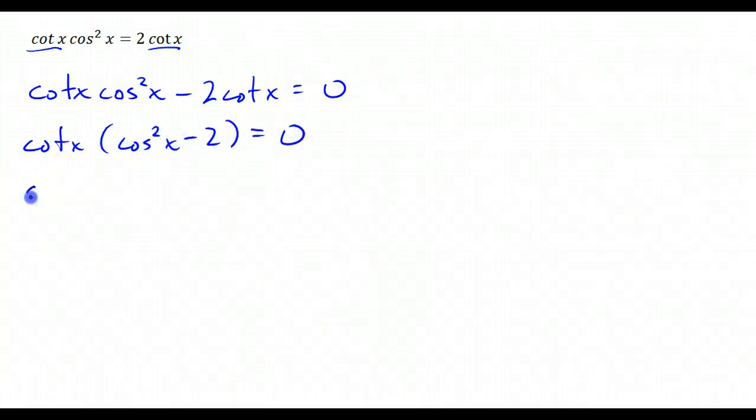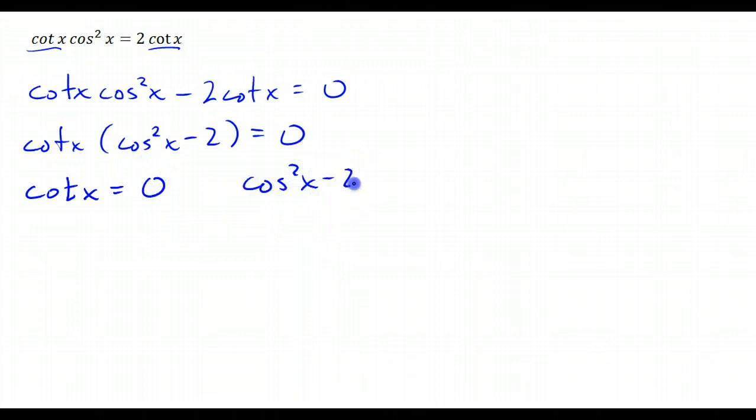Okay, so let's set each factor equal to 0. So cotangent x equals 0 and cosine squared x minus 2 equals 0. Cotangent is equal to 0 where cosine is equal to 0. So that's going to be at pi over 2 and 3 pi over 2. So we can cover that by just doing pi over 2 plus multiples of pi.